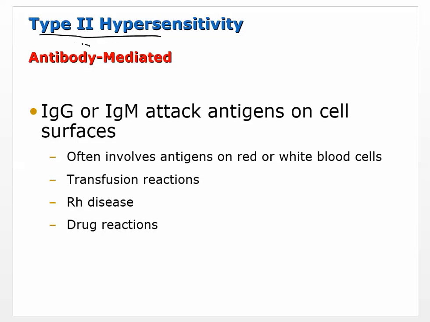So, type 2 hypersensitivity. This is what we call antibody mediated. I know I just went through and was talking about IgE antibodies, but this one is specifically antibody mediated in terms of the antibodies actually doing the harm. The antibodies are actually attacking something. Usually the antibodies we're thinking of are going to be IgG or IgM.